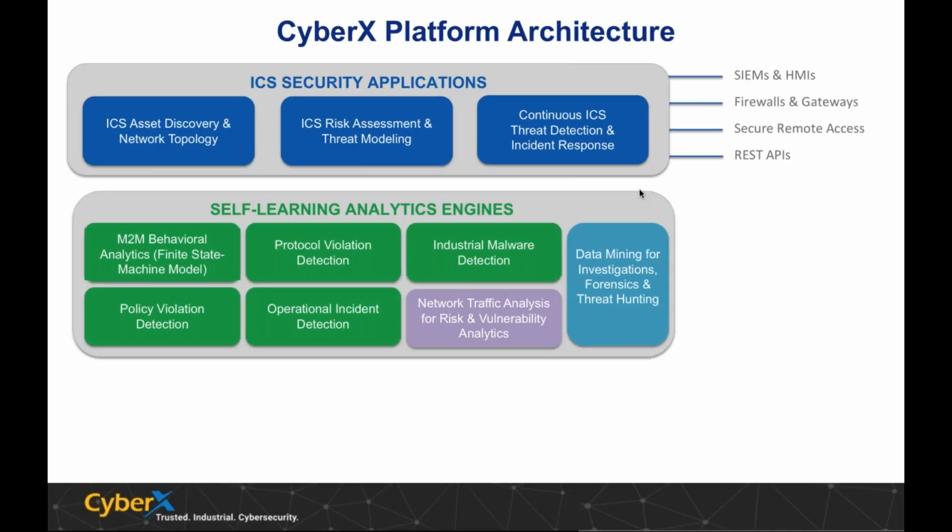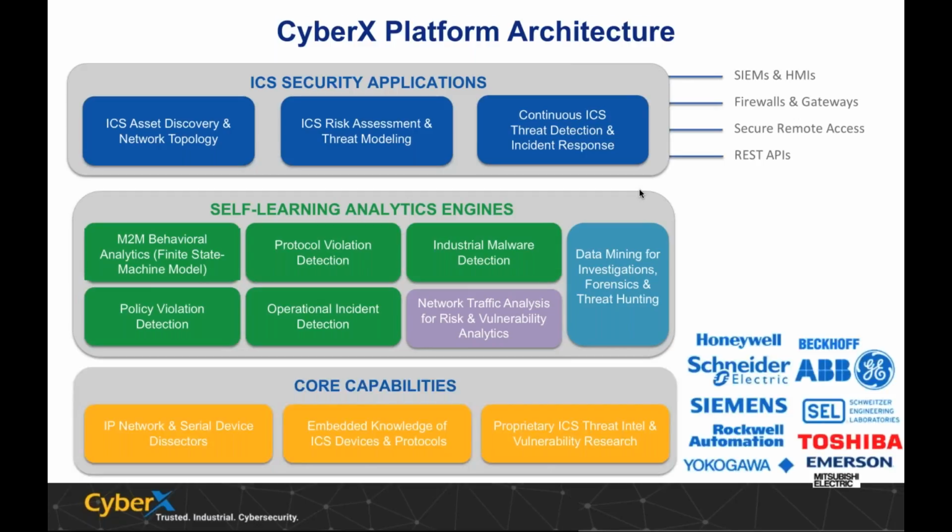Three main applications at the top layer: asset discovery and network topology, risk assessment and threat modeling, and continuous threat detection and incident response. A number of different analytics engines detect anomalies beyond just looking at baseline deviations. This is very helpful. For example, if the attacker is already in your network and has already corrupted your baseline, we have several other mechanisms for detecting that an attack may be underway or that an attacker may already be in your network. And at the core, a very deep embedded understanding of all of the ICS protocols. We are OT protocol independent and OT vendor agnostic. And we support all of the IT vendor protocols and can identify all the different equipment from various vendors.